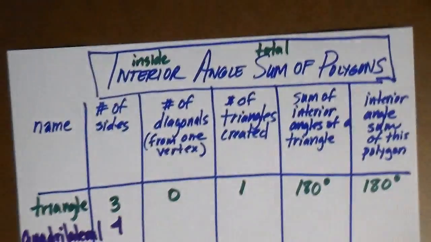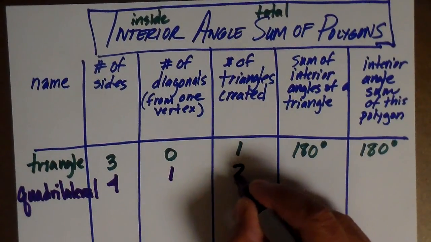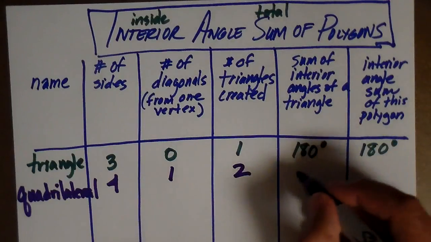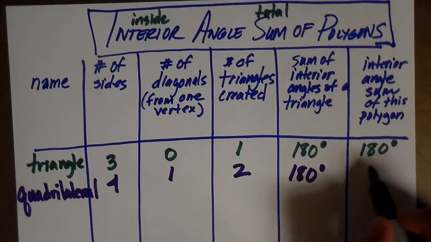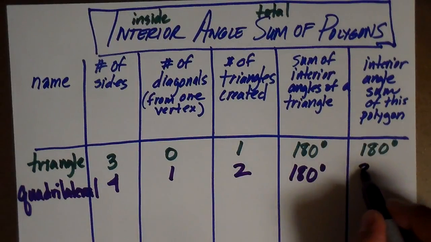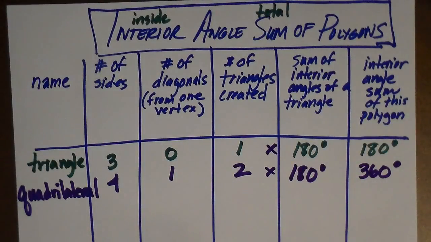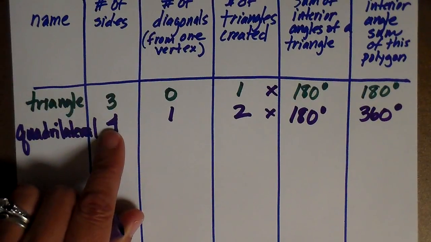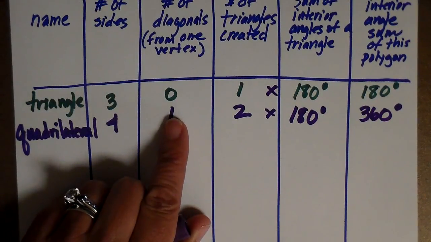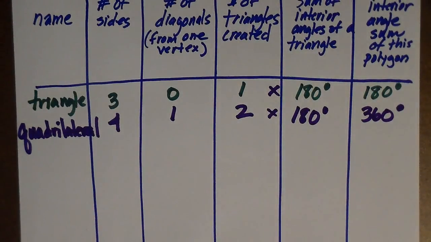Okay, so let's go back to our chart. How many diagonals was I able to draw? 1. How many triangles did that create? 2. How many degrees are in each triangle? 180. So therefore, what was the total interior angle sum of the quadrilateral? 360. What did I do? I multiplied, right? I drew a quadrilateral. It had 4 sides. 1 diagonal could be drawn, which created 2 triangles at 180 degrees a pop. So that's 360. So let's move on.